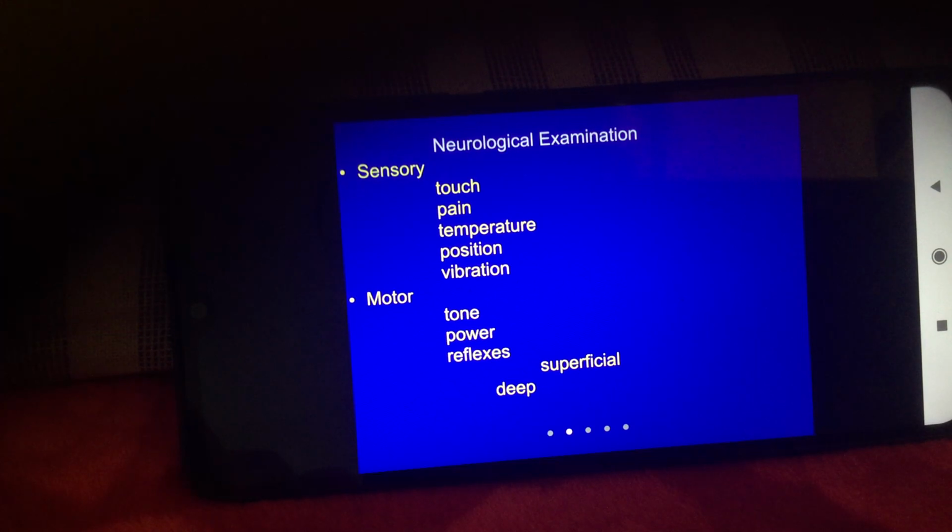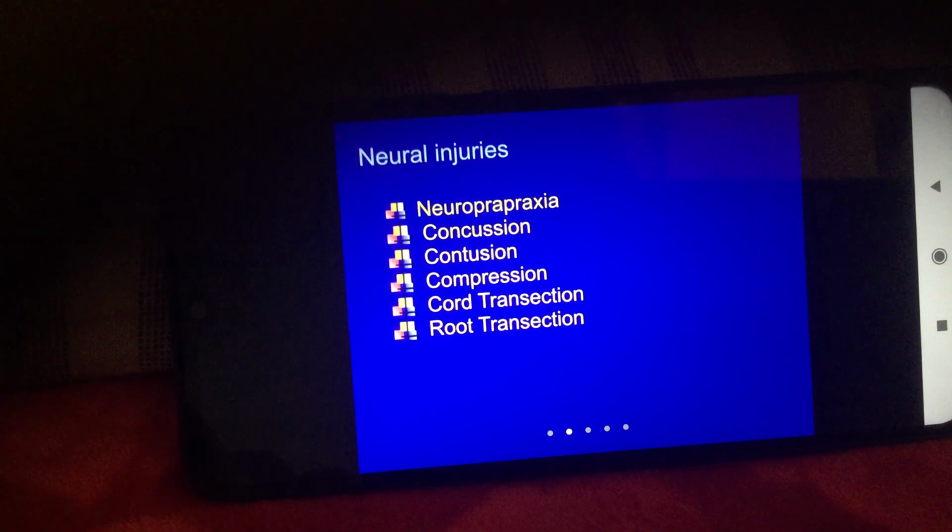And in reflexes, you have to know about the superficial and deep reflexes. Both the reflexes should be examined. And nerve injury, how many types of nerve injuries are there? There could be neuropraxia and contusion, compression, cord transection, root transection.